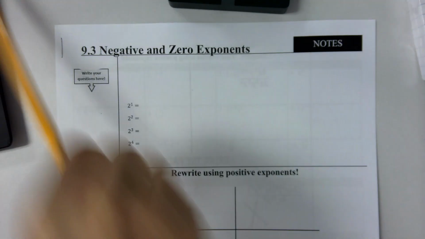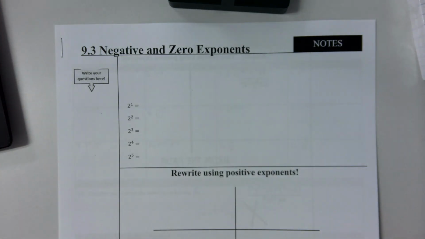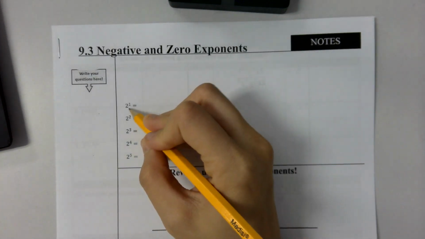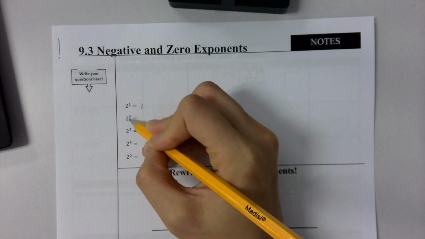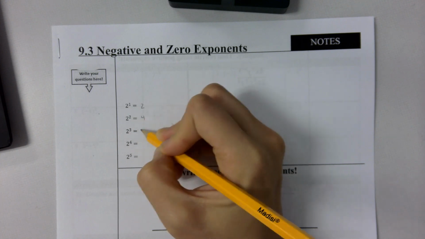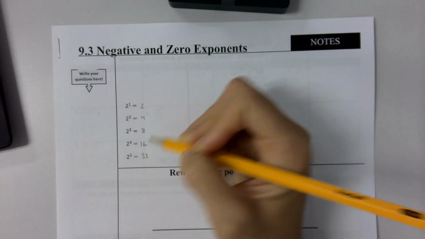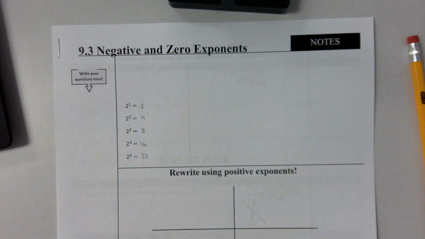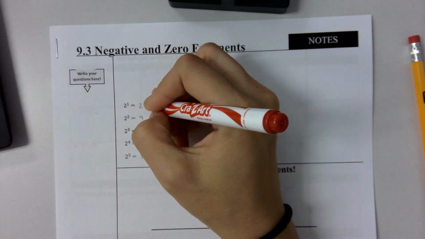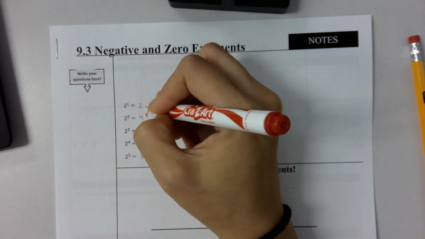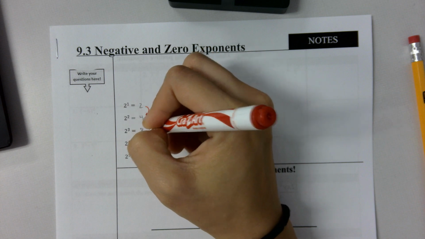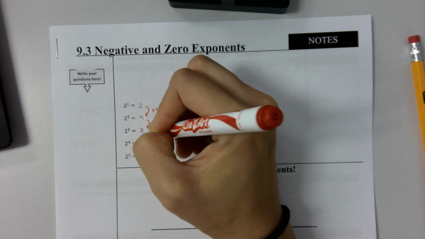Okay, today we're doing negative and zero exponents. So let's start by developing the pattern and seeing why the negative exponents work as they do. If we look here, we know 2 to the first is 2, 2 to the second is 4, 2 to the third is 8, 2 to the fourth is 16, 2 to the fifth is 32. So if we're looking to get to the next level, we're multiplying by 2. We're multiplying by our base.